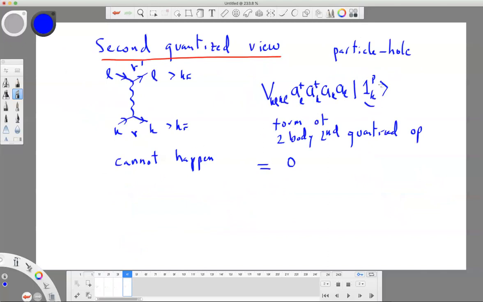I introduce a particle, a propagator, into the system. So we introduce a particle here in state K, and now it enters the interaction. So this is the interaction, and now I apply the interaction to the initial state, and I would get 0. So that's how it works in second quantization. Let's see what happens now to this case.